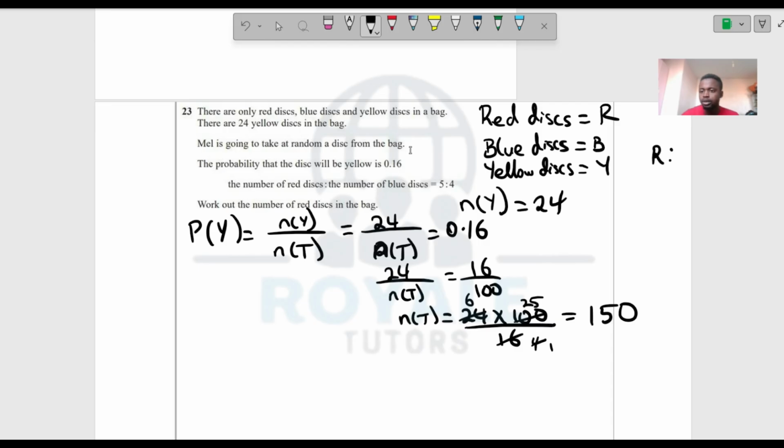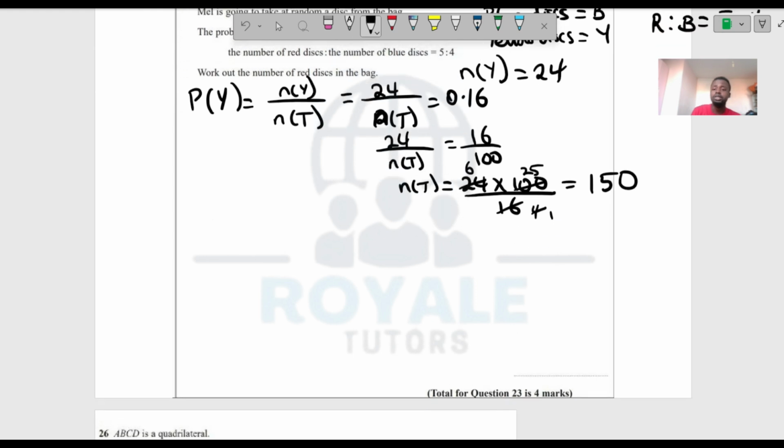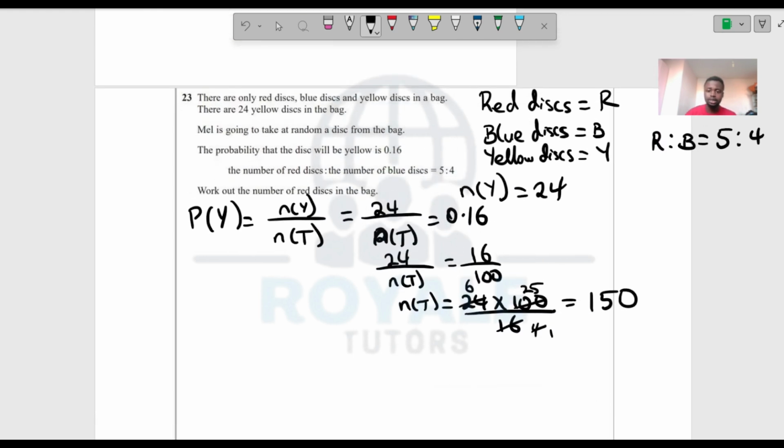So if you pick red to blue, it is 5 to 4. Work out the number of red discs in the bag. The total number of discs is 150 and the number of yellow is 24, so once you take out the yellow, you have red and blue. The number of red and blue is going to be 150 take away 24, and that's going to be 126.